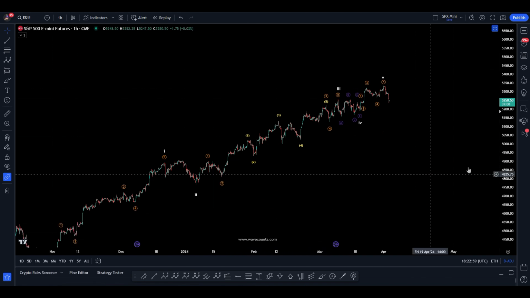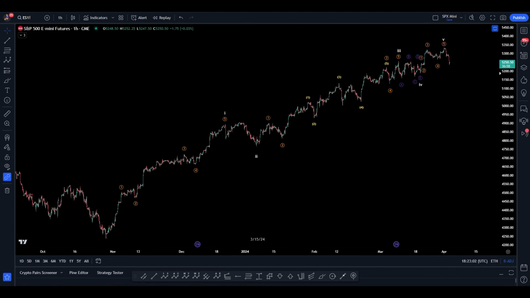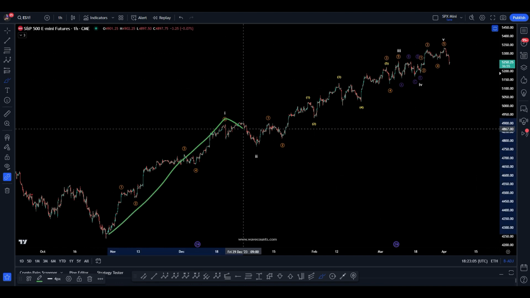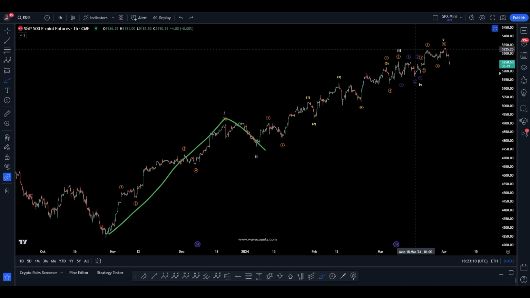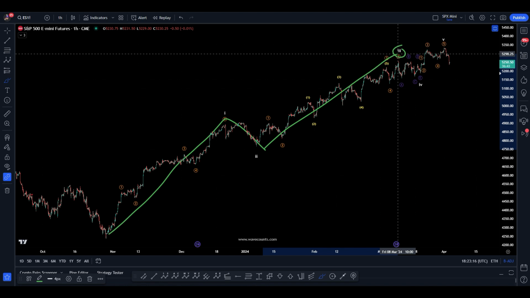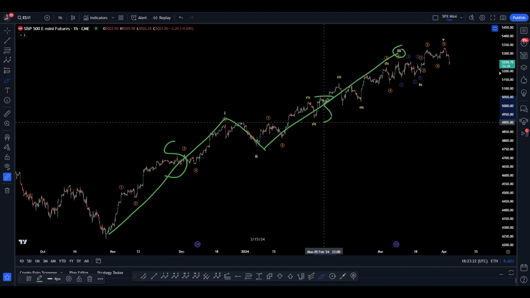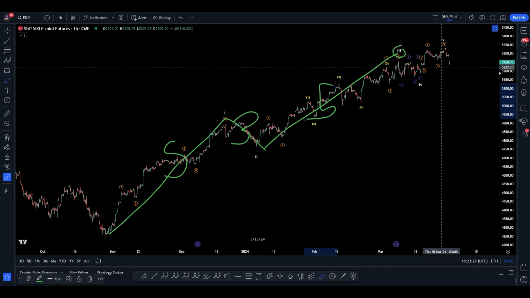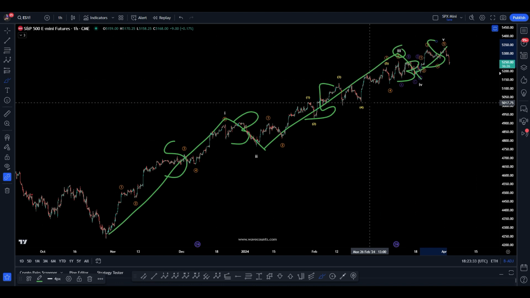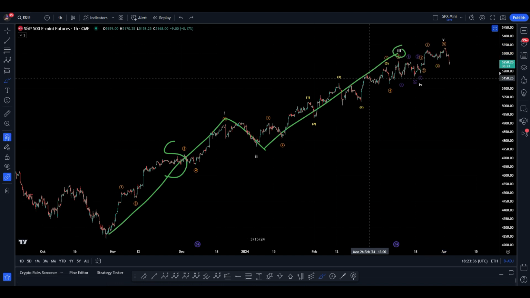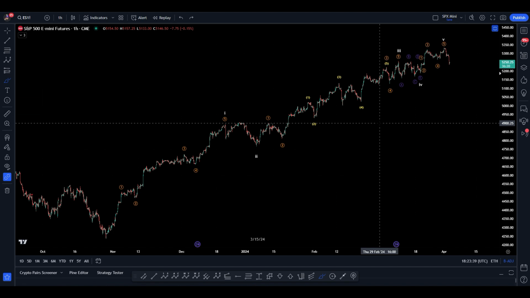So what we have here, we have 5, we have 3, but we would need this to be 5. And it's not. That would have had to end here. Then you would have 5, 3, 5. But we didn't get that. We got 5, 3, 5, 3, 5. Well, what is 5, 3, 5, 3, 5? An impulse. So you can't have an impulse at the end of this to make this all a zigzag.